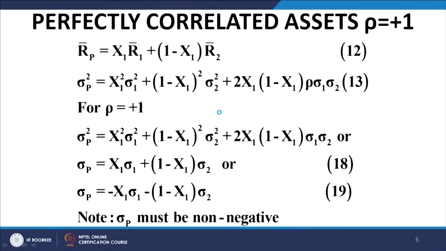So, let us first tackle the case of rho equal to plus 1, that is, the two securities are perfectly correlated. When the two securities are perfectly correlated, the expression for the variance becomes a perfect square, and therefore we can take the square root of both sides, and what we get is that the standard deviation is given either by equation 18 or by equation 19. Which of these two equations will hold will depend on the sign of the expression. If the sign of 18 is positive, then 18 would hold, and if the sign of 19 is positive, then 19 will hold.